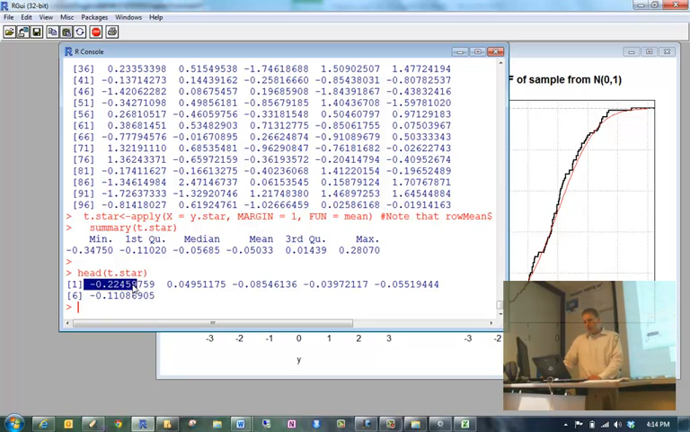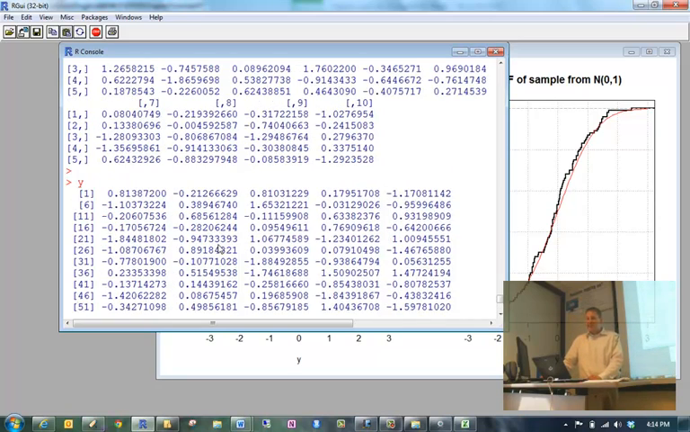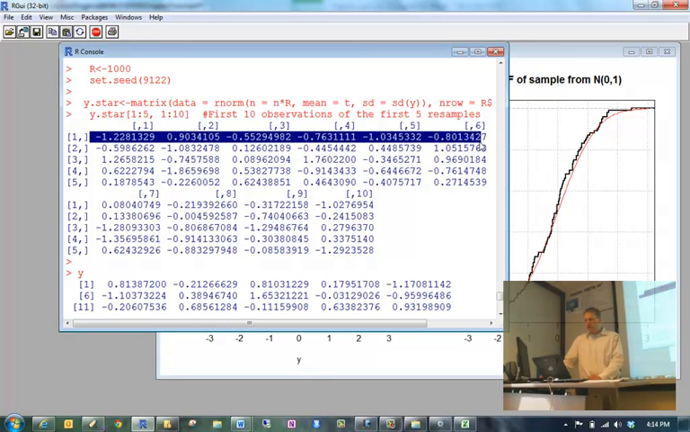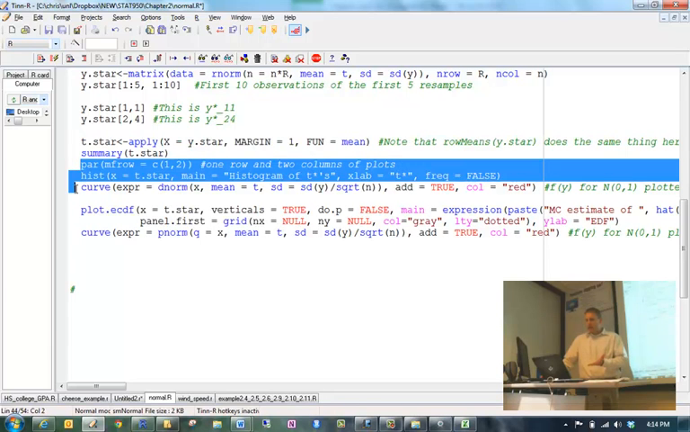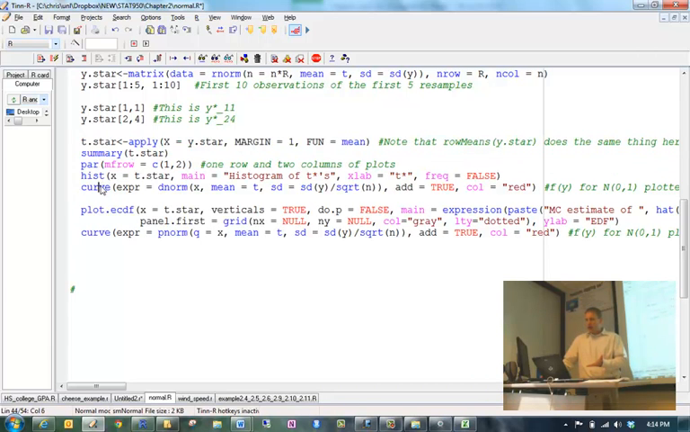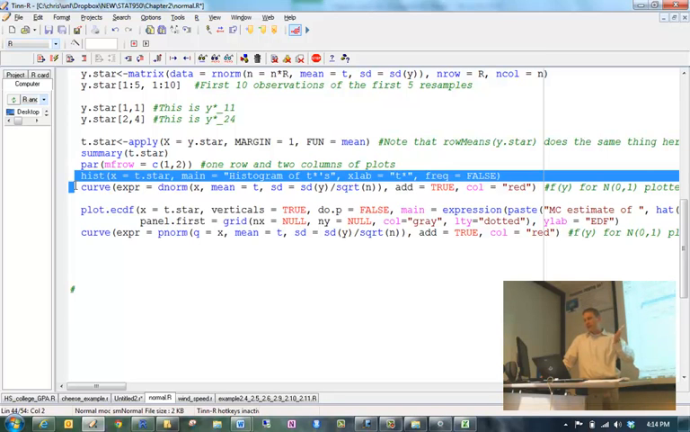So negative 0.2245 is t star 1, and that's the mean of this first row. Continuing down here on these samples. We can again do a histogram, with curve to plot the normal distribution on it. Sorry, I'm getting ahead of myself here. Okay, I want to see the distribution of t star now that I have these resamples. And so what I'm going to do is visualize it one way through a histogram.